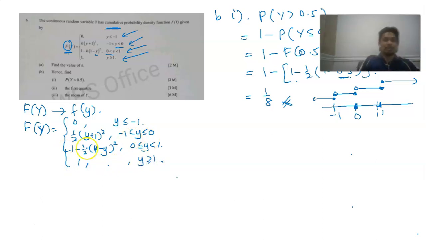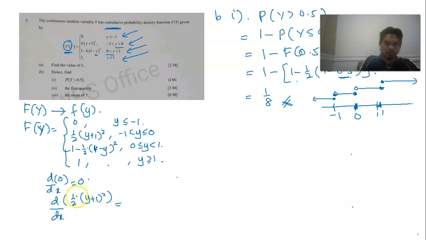Okay, so now we are going to differentiate this one by one. So the derivative of 0 with respect to x equals 0. Differentiate 1 over 2 (y plus 1) square with respect to x.